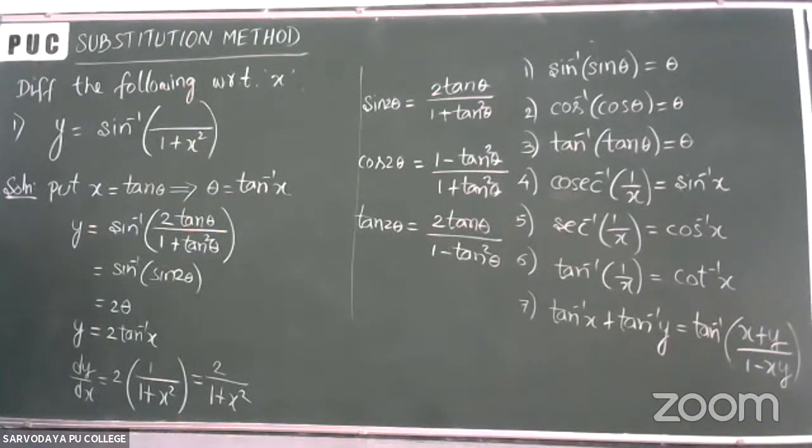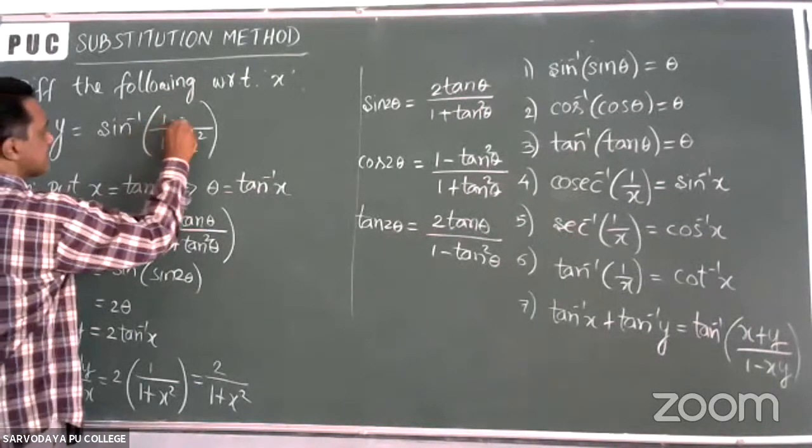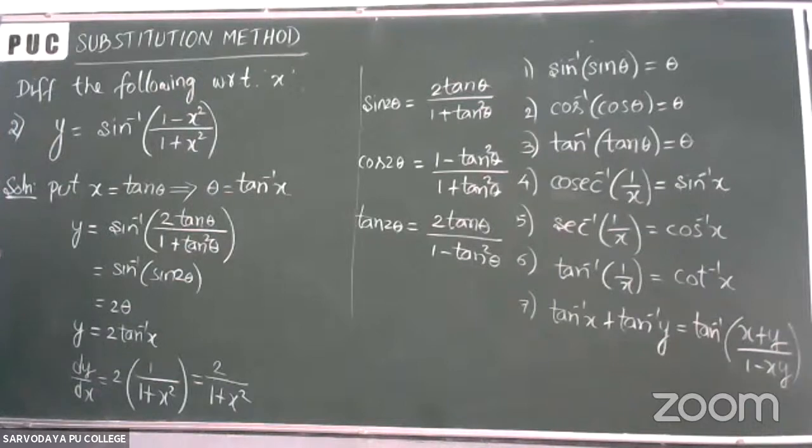Next one, second one. Y is equal to sin inverse of 1 minus x square divided by 1 plus x square.